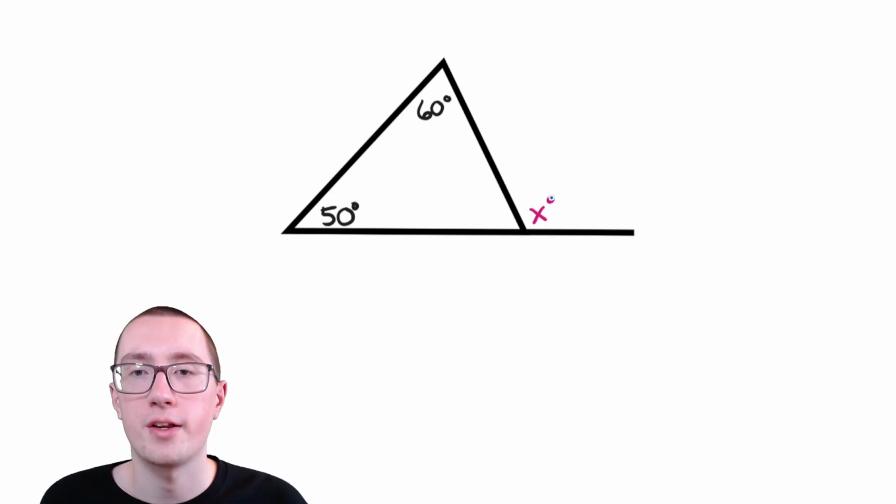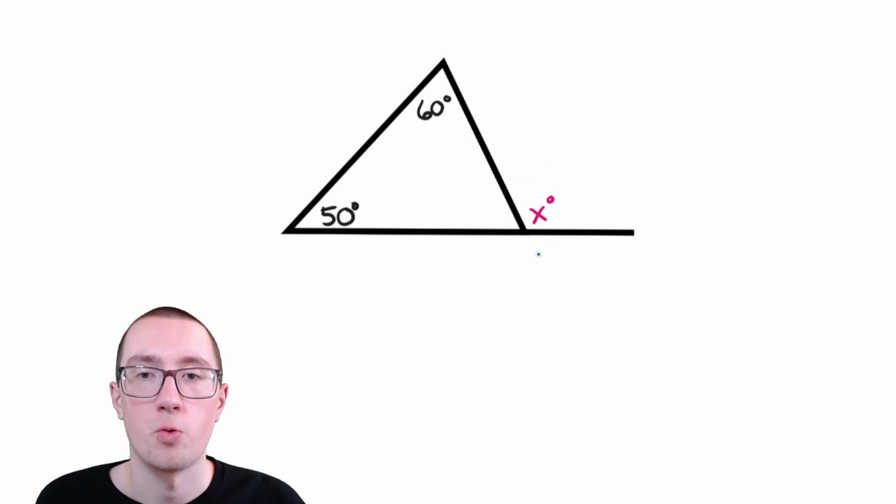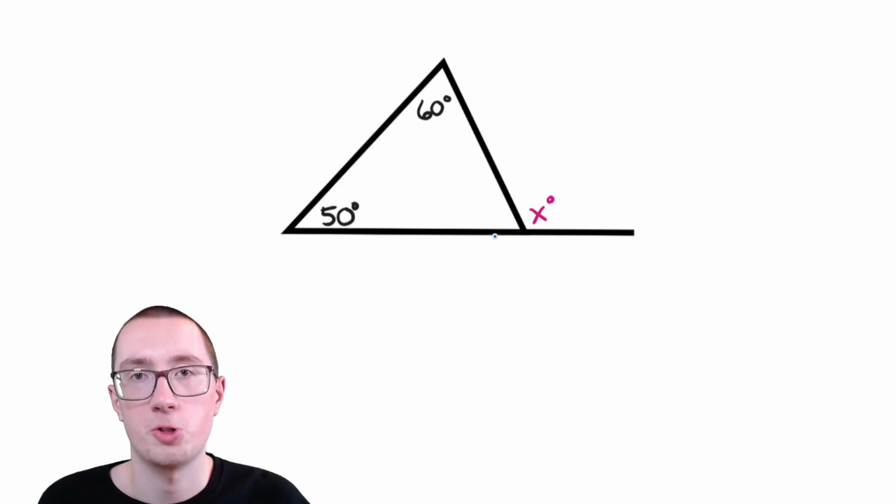So before you can find the measure of an exterior angle, you first have to know what the measure is of the angle inside the triangle that's next to it. So we can't find this angle without first finding this angle. So what is this angle equal to? Well, there's an important rule that you should know: all triangles add up to 180 degrees on the inside.